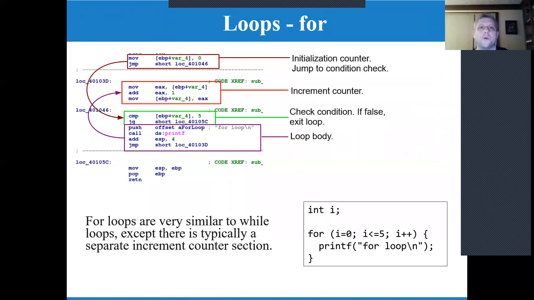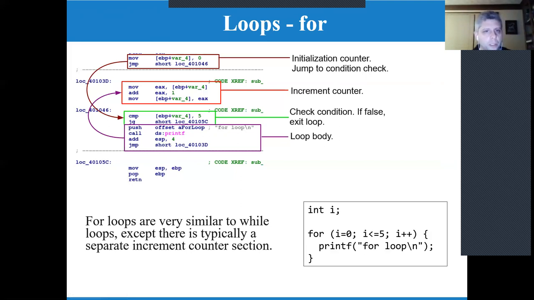At the very top, we have the initialization counter, and then a jump to the condition check right away. You can see that it jumps all the way down here to the compare. And then if it's greater than, then it will exit the loop. Otherwise, it does the loop body here in the purple, where it calls printf to print out the for loop. It adds 4 to the ESP.